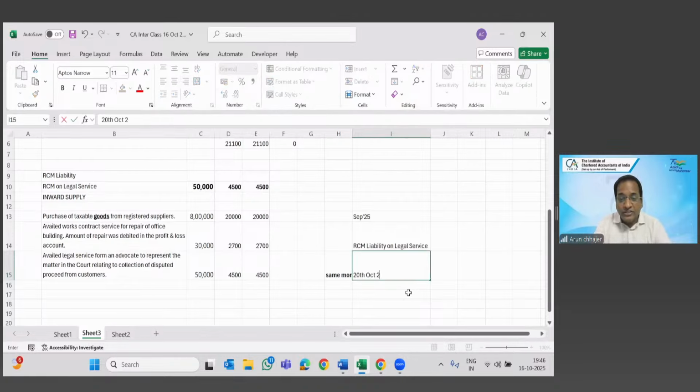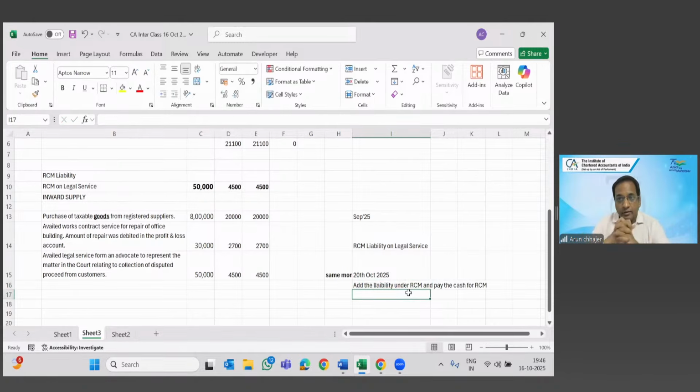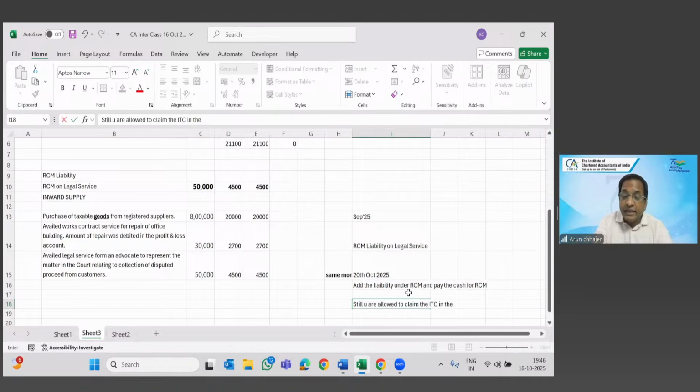So when you file your GSTR 3B on the 20th of October 2025, you will add the liability under RCM and pay the cash for the RCM liability. So on which date did you pay the liability? It is 20th, correct. Still you are allowed to claim the ITC in the month of September.